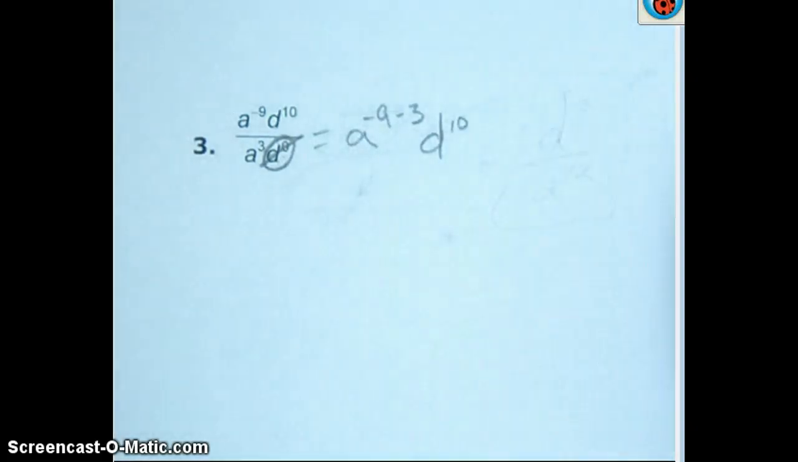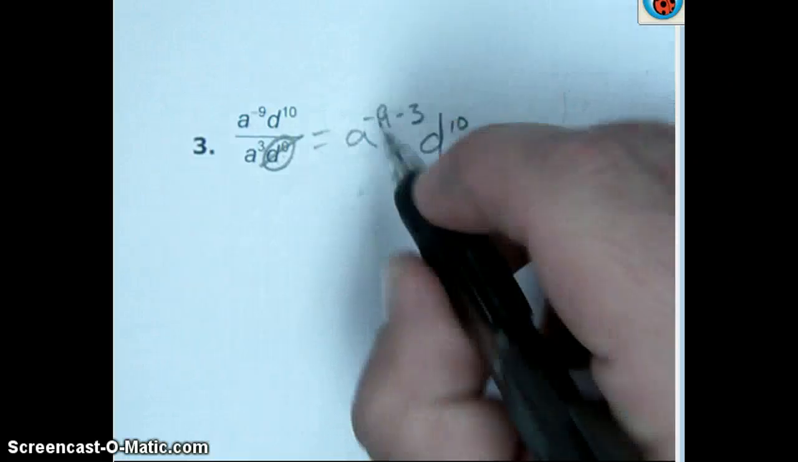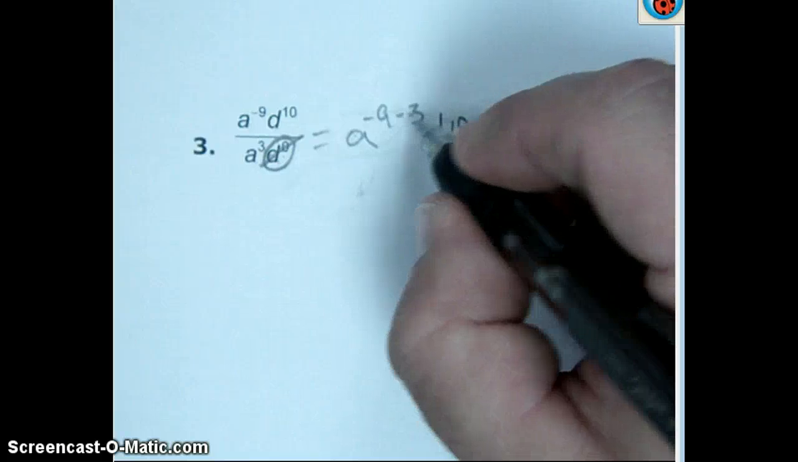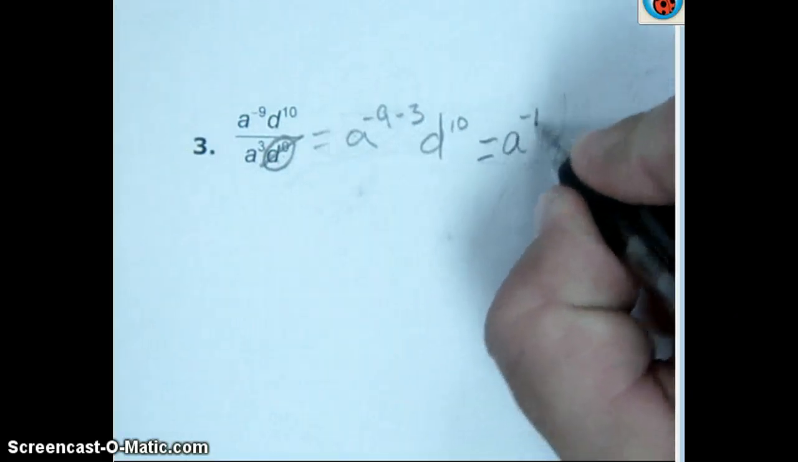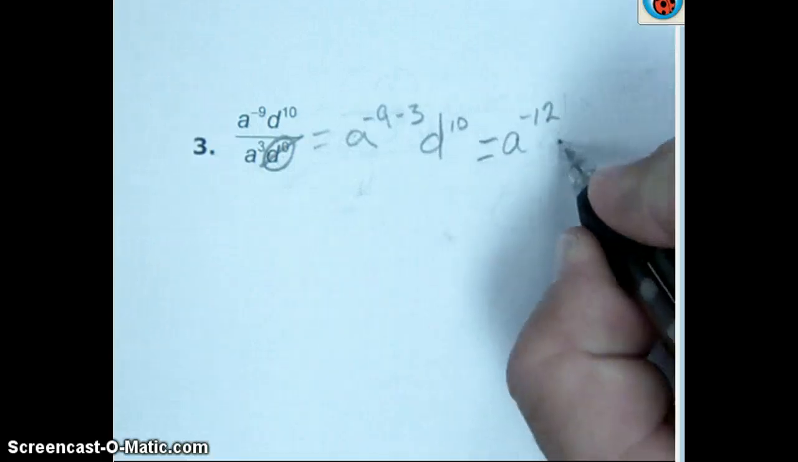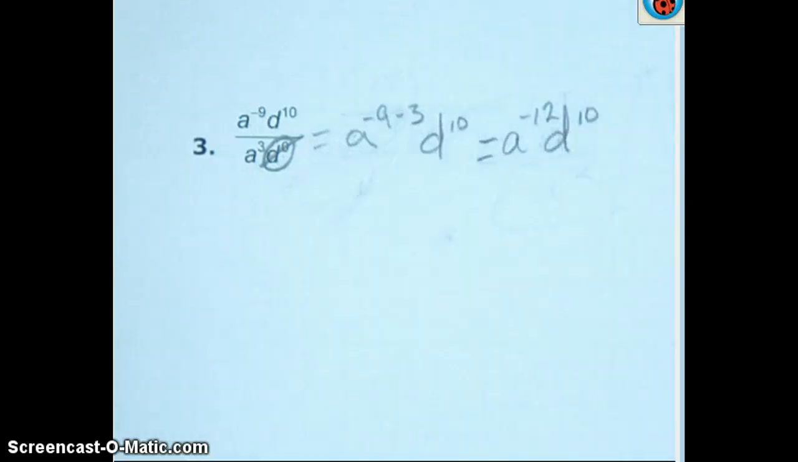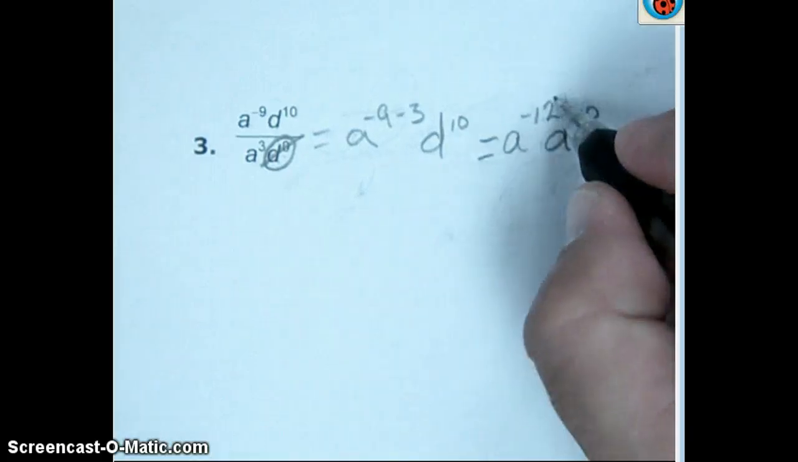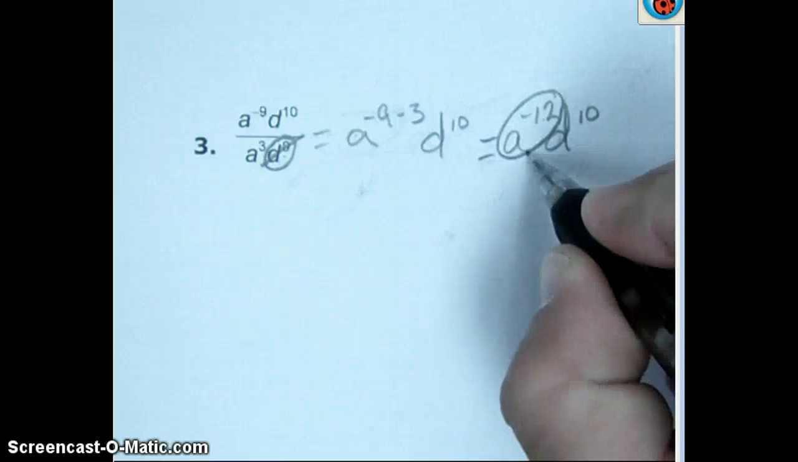Now, let's do the subtraction, and we're going to end up with a to the negative 9 minus 3, which is a to the negative 12. And then this guy's going to stay like himself. And if I notice, I have a to the negative 12. That negative exponent's like a bad kid. Put him down there.